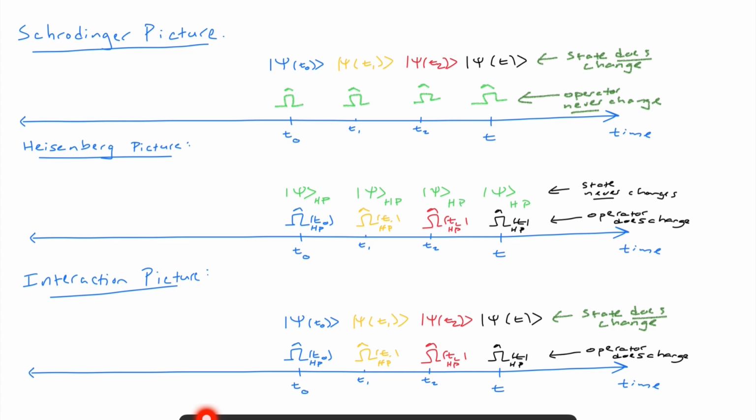It's a good summary, showing you now the three different pictures. We talked about the Schrödinger and the Heisenberg picture. Remember, in the Schrödinger picture, the state changes, but the operators never change. In the Heisenberg picture, the exact opposite: the state never changes, but the operators change. And in the interaction picture, we have a bit of a combination of both. Both the state changes and the operators change.